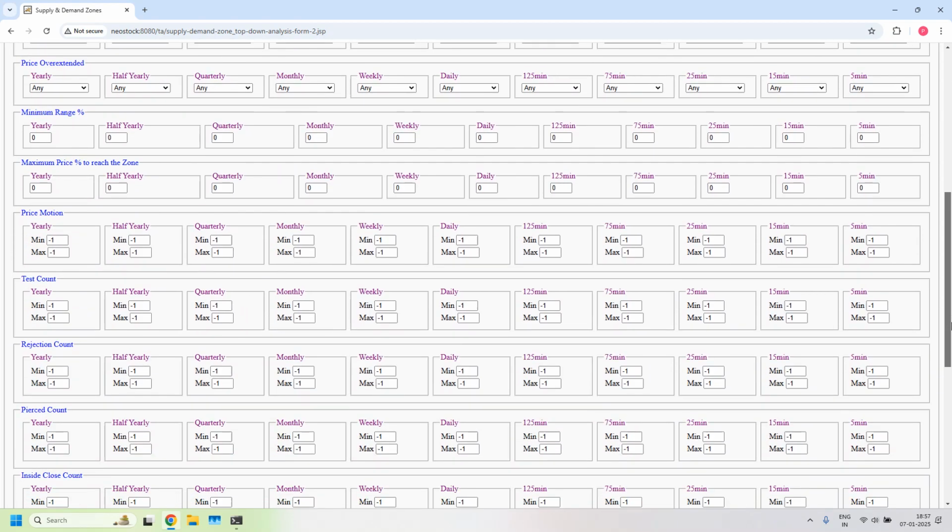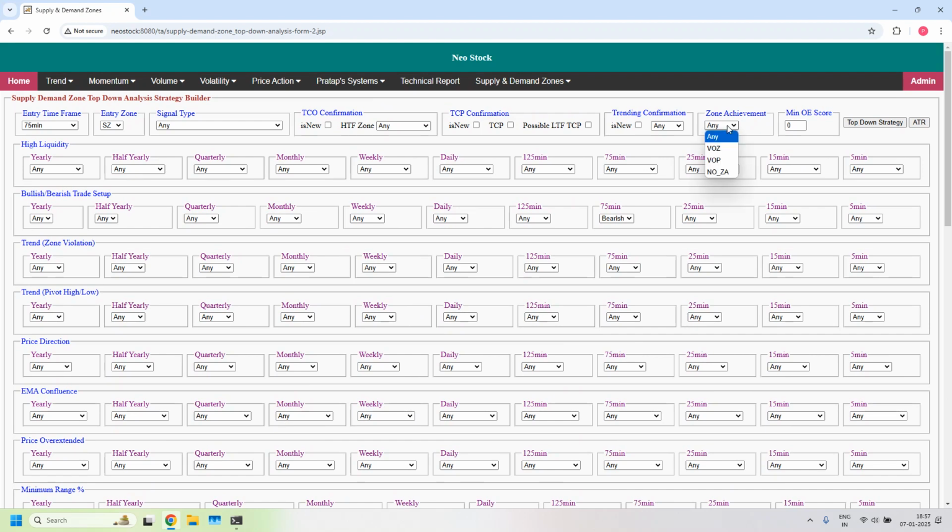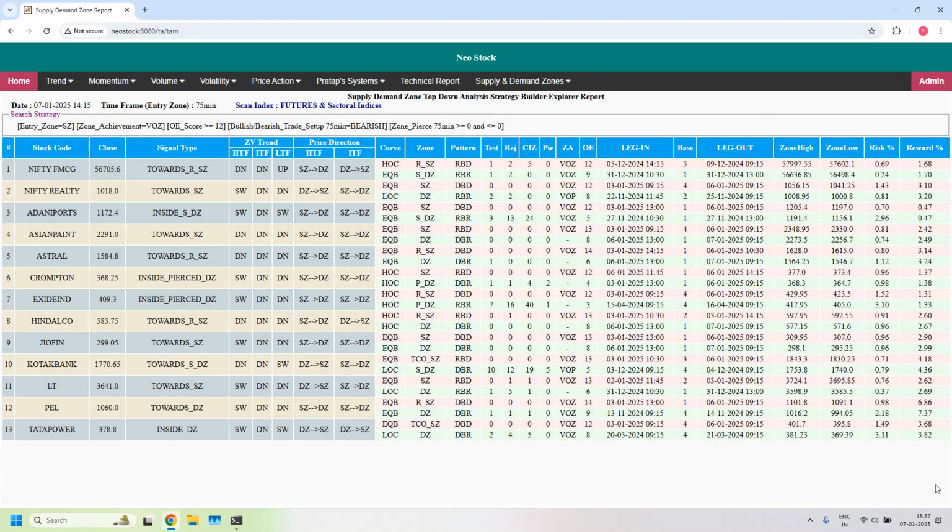So in the pierced count, at 75 minutes time frame, I am setting minimum value 0, maximum value 0. Zone achievement violated, opposing zone, minimum odd enhancer score 12. All 3 filters are applied to 75 minute supply zone. Let's verify. We got 13 stocks. Currently, these 13 stocks are supporting bearish trade setup for weekly income trade.